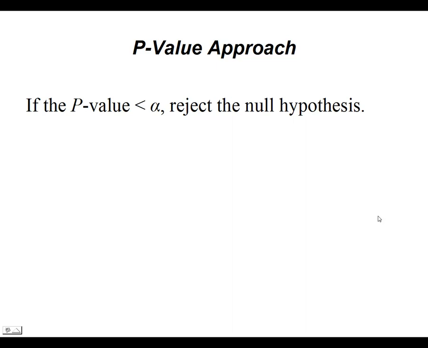And as always, if the p-value is less than alpha, we're going to reject. So if it's greater than alpha, we're going to fail to reject. That's how we're going to deal with the conclusions as far as that goes.